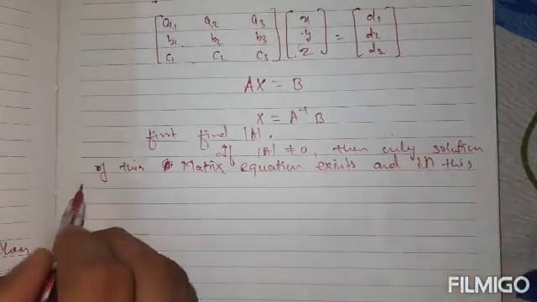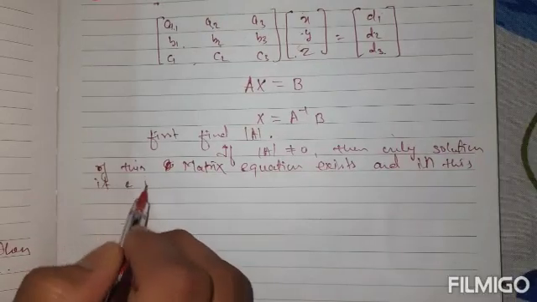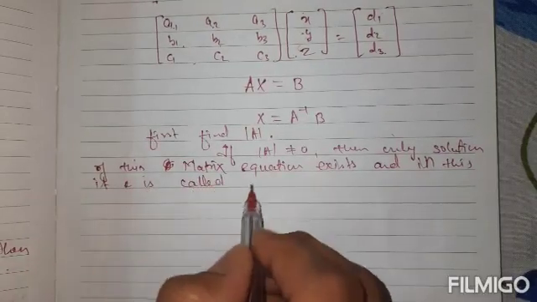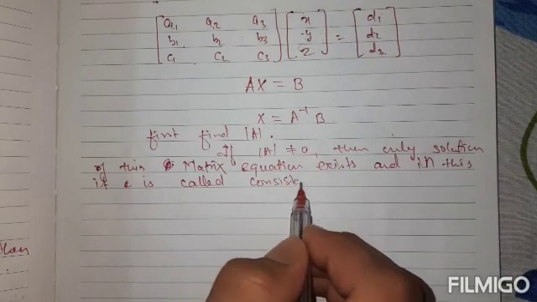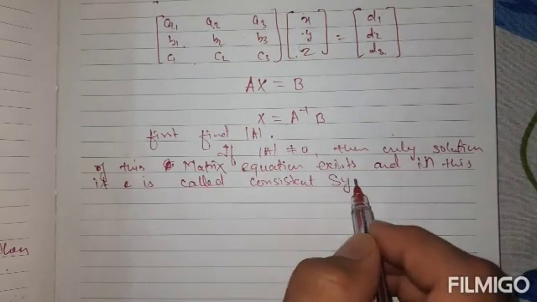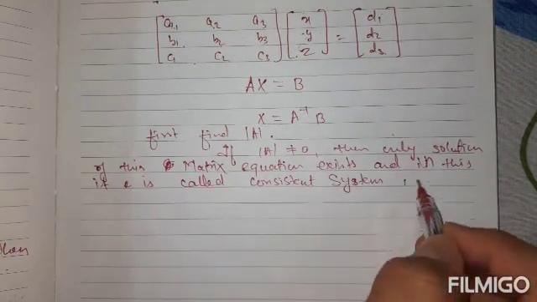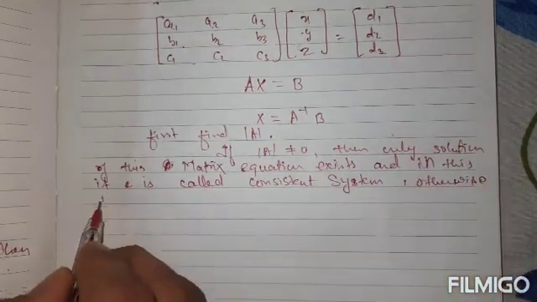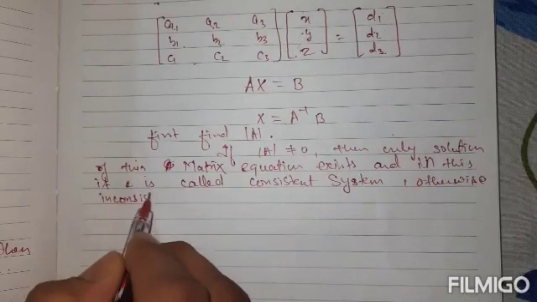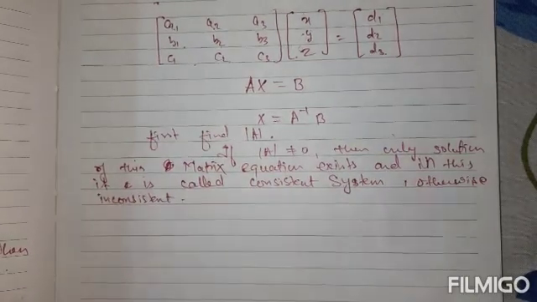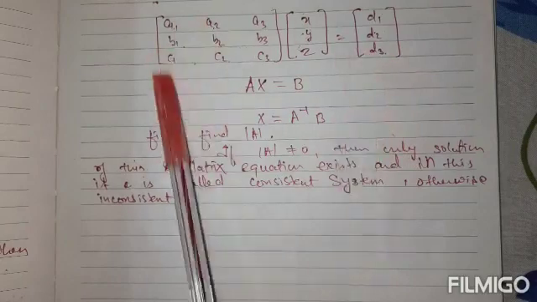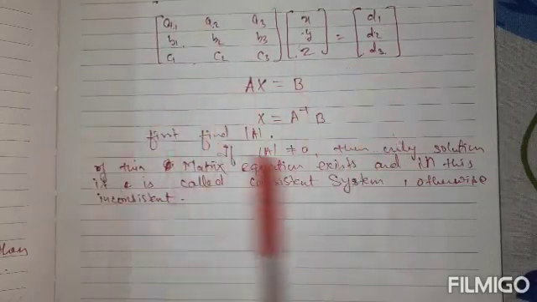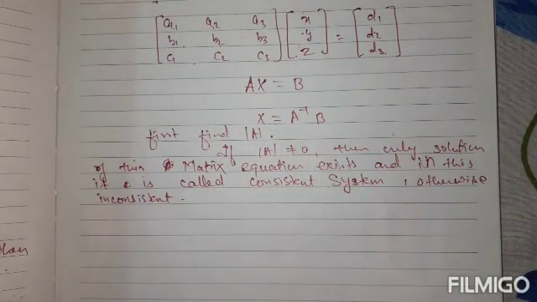And in this case it is called a consistent system. Otherwise it is said to be inconsistent. It means that if the solution of this system exists, then it is called consistent, and if the solution does not exist, it is called inconsistent. That's all. So this is all about adjoint and inverse. We will take an example.